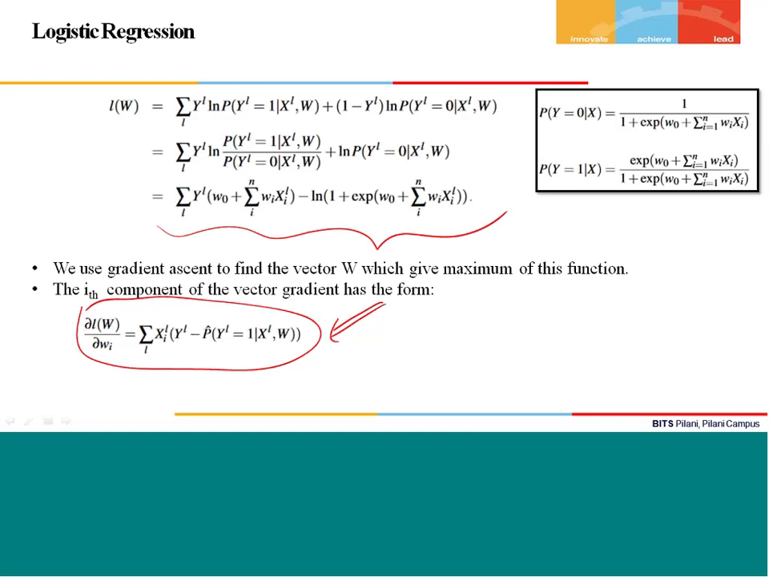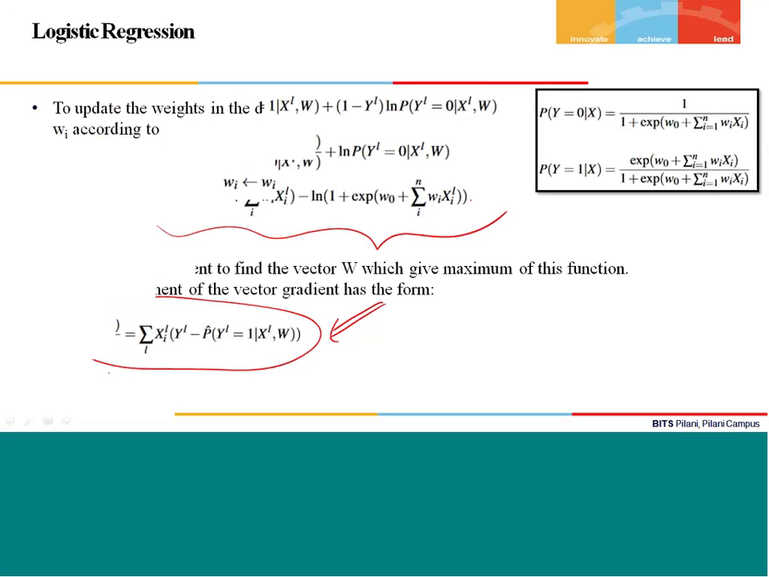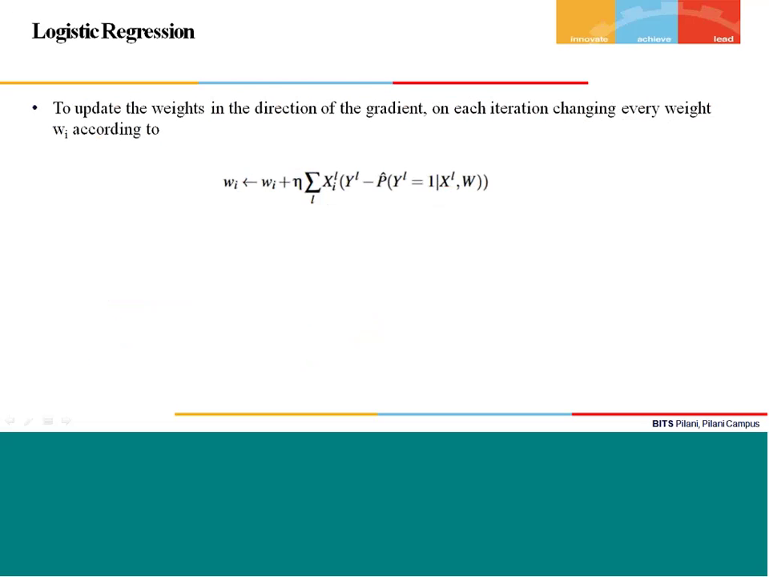So what do you mean by gradient? You take a partial derivative with respect to every wi and form a vector of it. When you form a vector of it, you update each w with its partial derivative multiplied by the learning factor and update the previous weight.